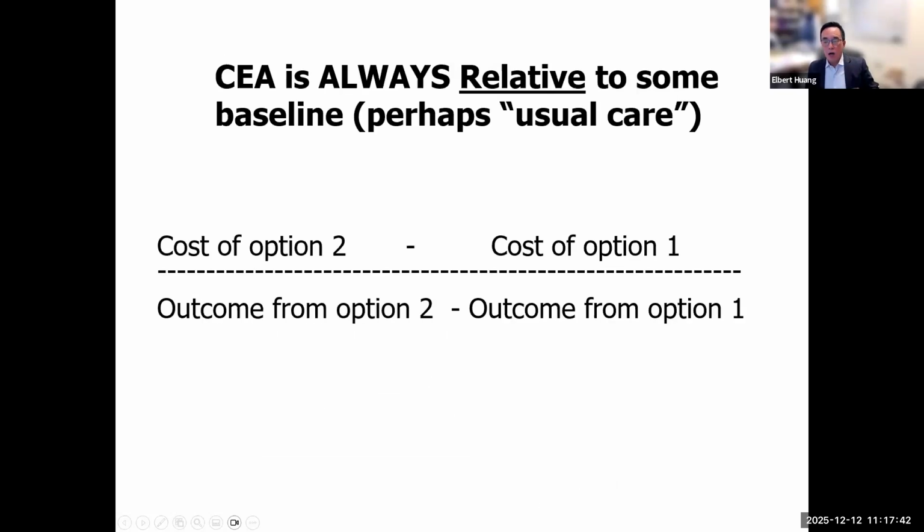In cost effectiveness analysis and cost utility analysis, you have to remember that you're always comparing two things. You're not just looking at one thing. The question is, relative to some baseline, usually usual care, what are the extra costs? What are the differences in health outcomes? And that generates this ratio, which we call an incremental cost effectiveness ratio.